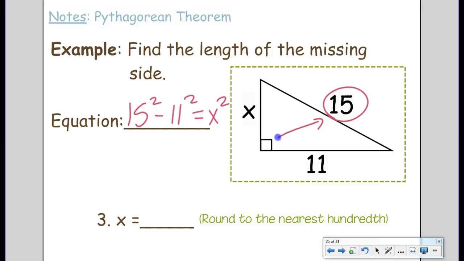Squared minus 11 squared. 104. 104 equals x squared. Trent, what is the square root of 104? We're going to round it to 2.